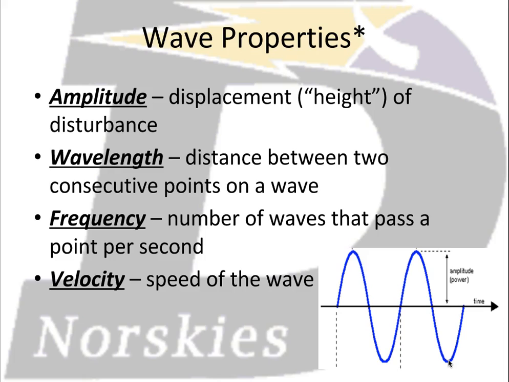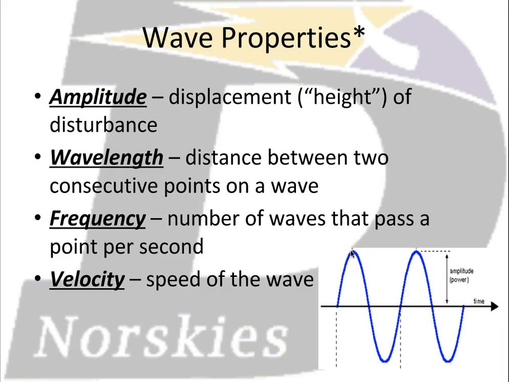Wavelength is the distance between two consecutive points on a wave. So if we look at this crest to this crest, it's two of the same points in a row. This distance from this point to this point, we call that wavelength.